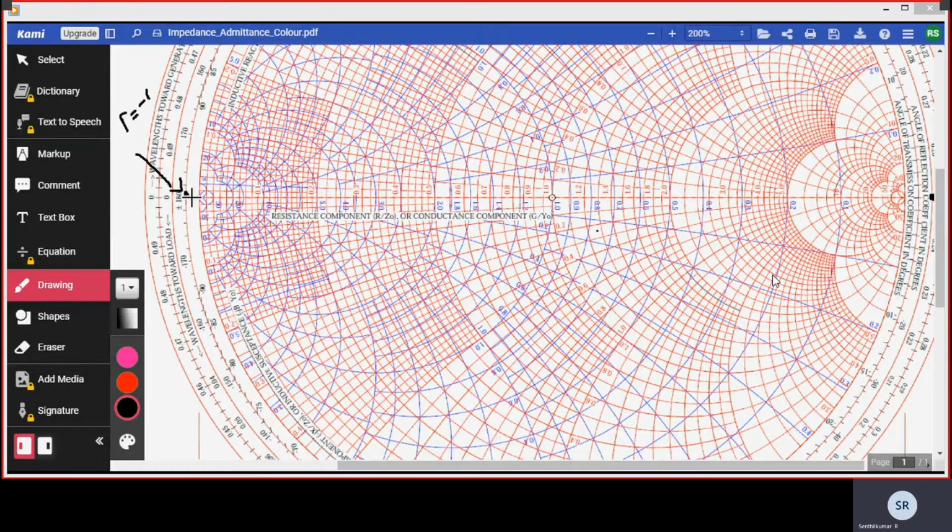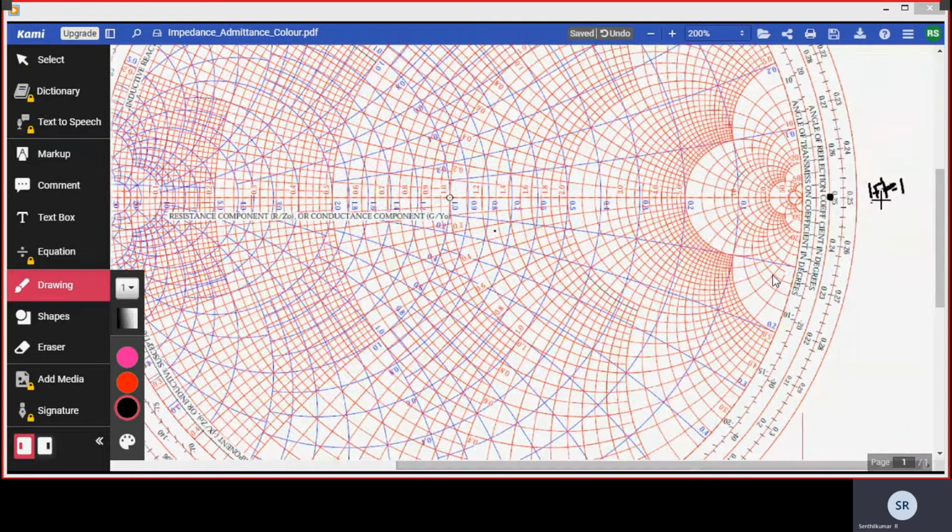Reflection coefficient, its value is equal to -1. This end we are marking source. Reflection coefficient tau equal to -1. The other end, we are marking the reflection coefficient equal to 1.